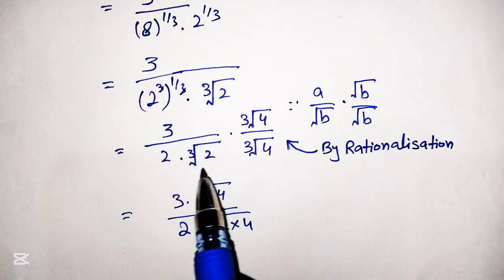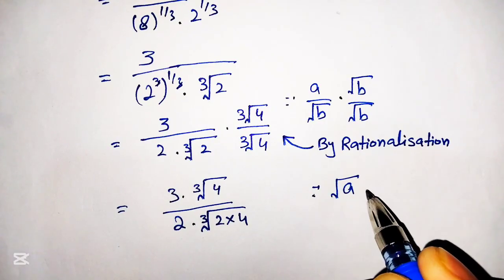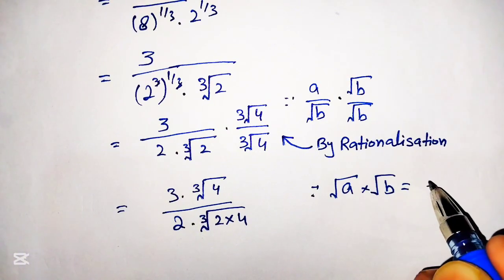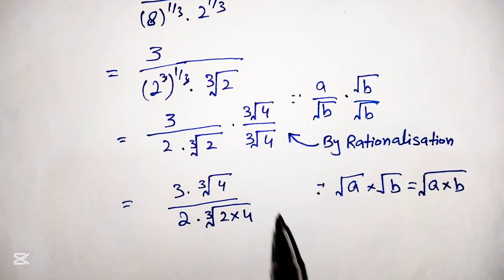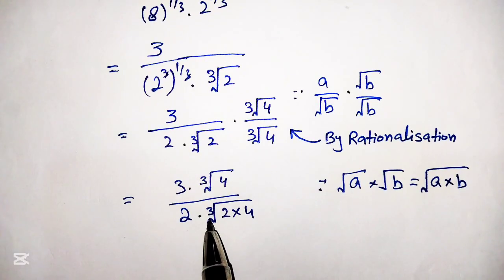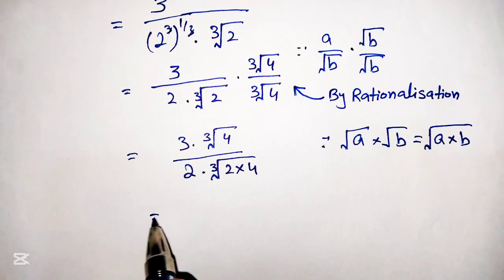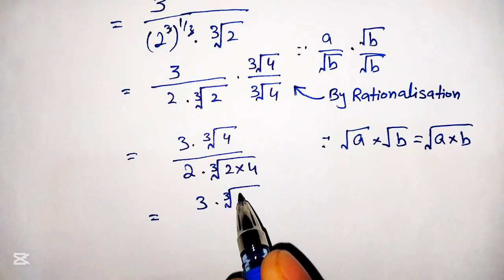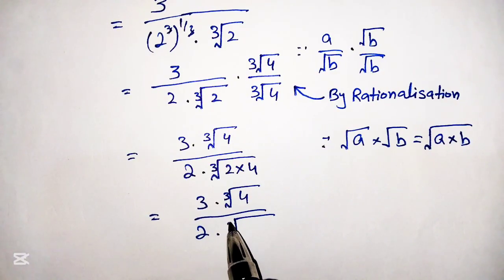We know that we have a formula here: if we have the square root of a times the square root of b, then we can write it in a single square root, a times b whole square root. Similarly, we write this term and this term as the third root of 2 times 4. Now we will get from here 3 times the third root of 4 divided by 2 times the third root of 4 times 2, which is equal to 8.